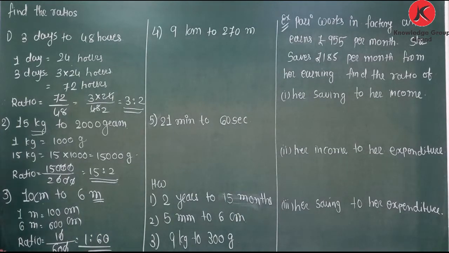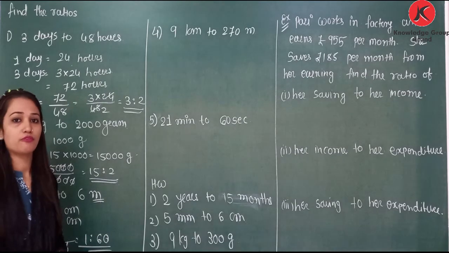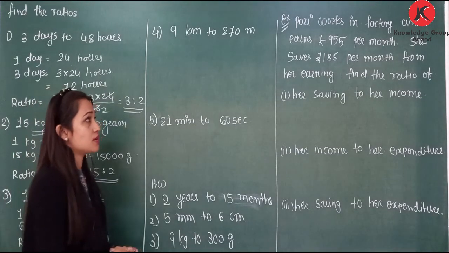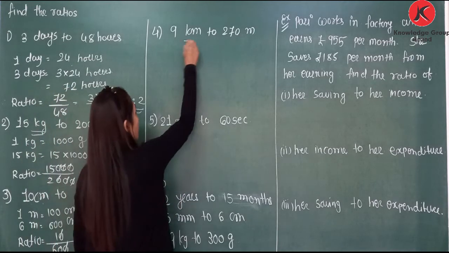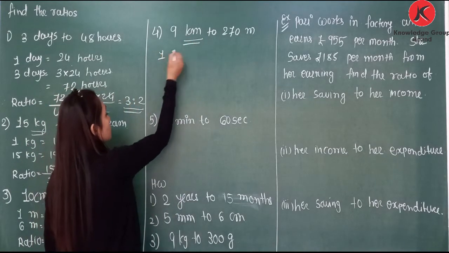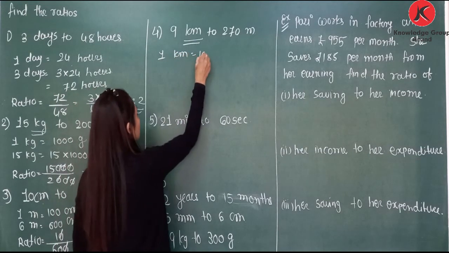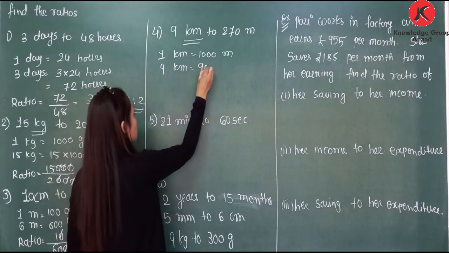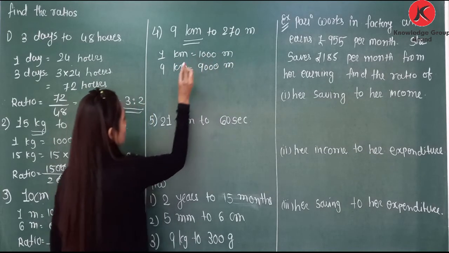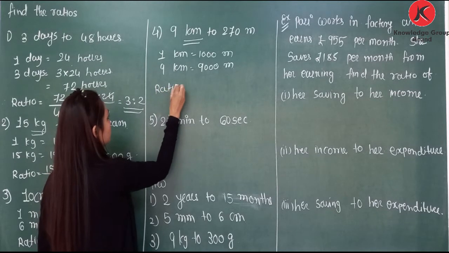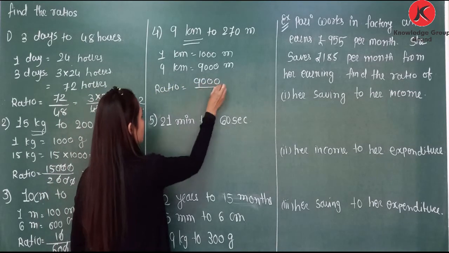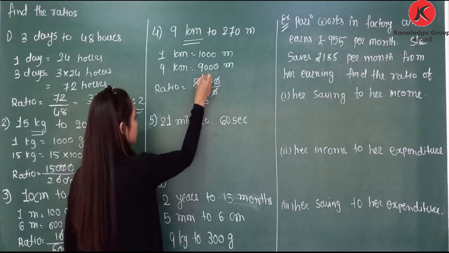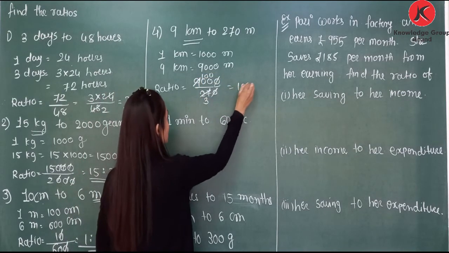Before finding the ratio, if units are different, then first perform the conversion and then find the ratio. 9 kilometer to 270 meter. Convert kilometer to meter. So 1 kilometer is equal to 1000 meter. So 9 kilometer is equal to 9000 meter. Now the ratio: 9000 will be in the numerator, 270 will be in the denominator. So that is 100 by 3. So it is 100 is to 3.